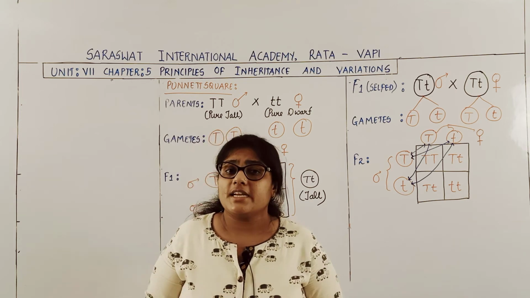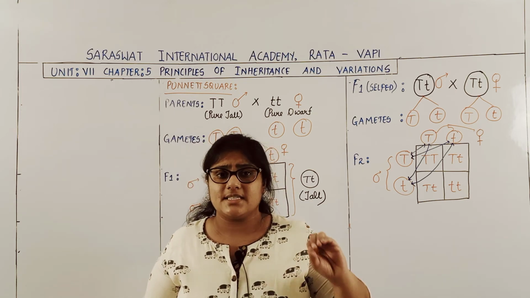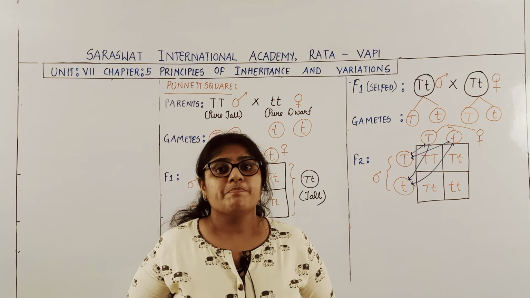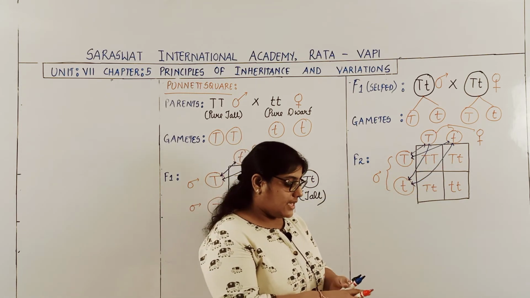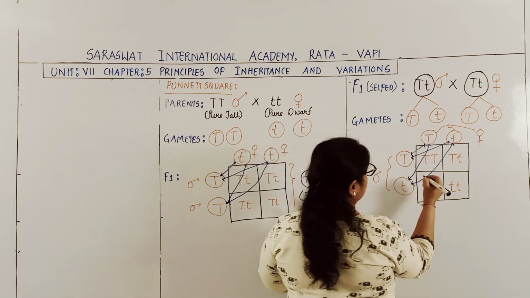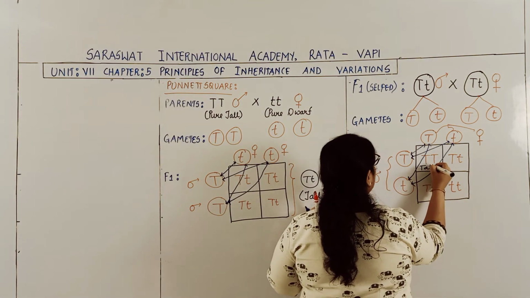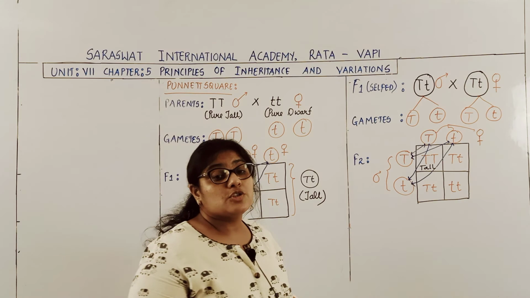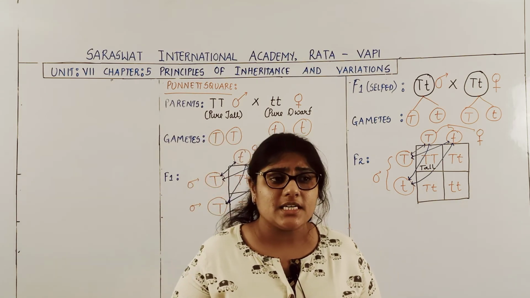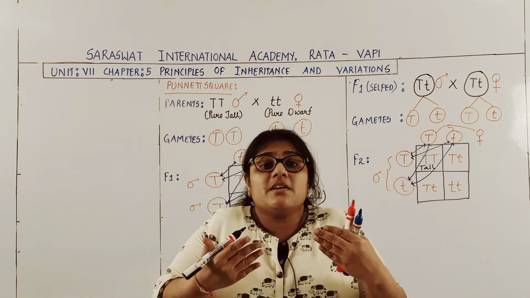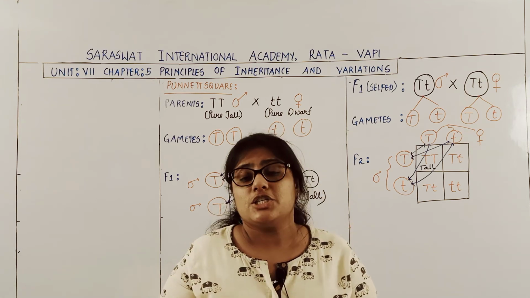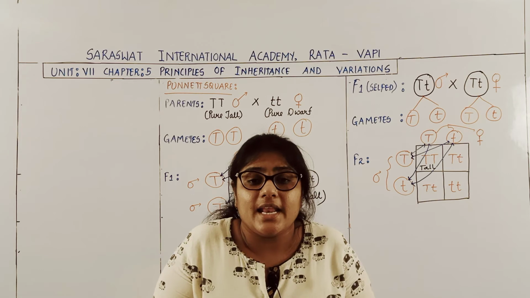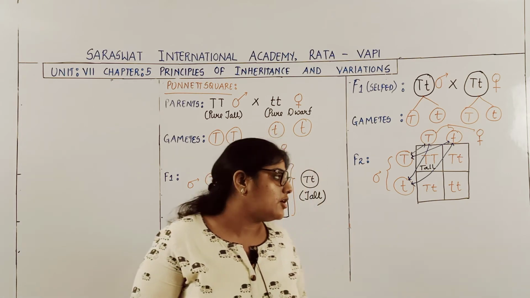Which character are we studying? We are studying height as a character. So what is its genotype? Capital T, capital T. If the genotype is capital T, what would be its phenotype? It would be tall. So basically, what do you mean by the term phenotype? The observable thing, the morphological representation of the particular character. What is it called as? It is called as phenotype.